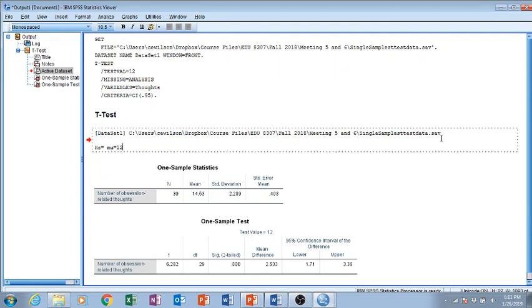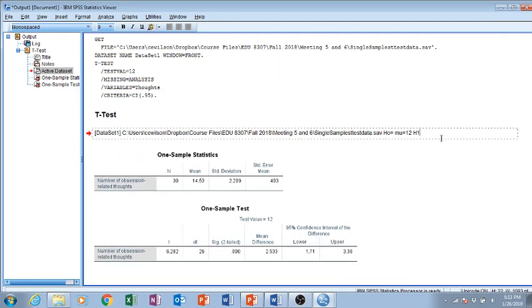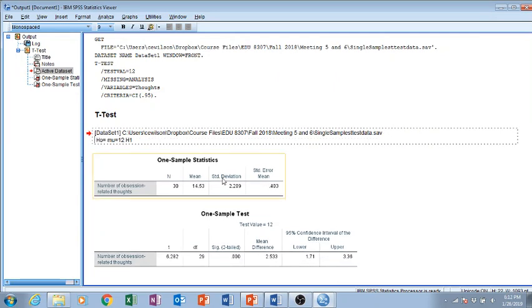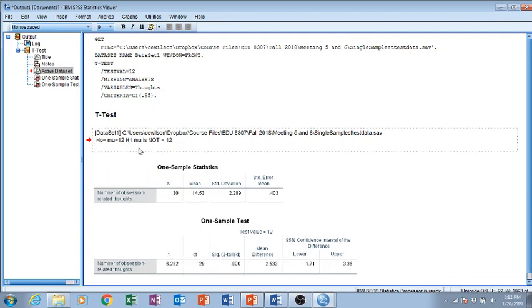So the null says that the population mean number of obsessive compulsive thoughts is also equal to 12. If I had an alternative hypothesis, I would say that it is not equal to, H1. So mu is not equal to 12. All right, so that's my alternative.